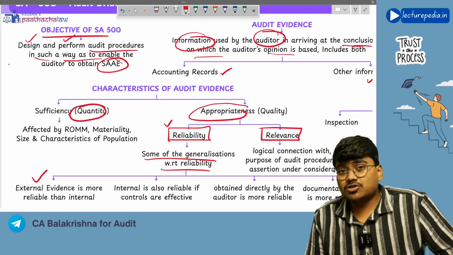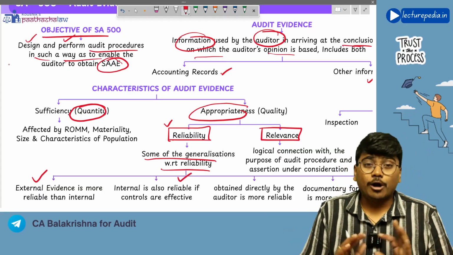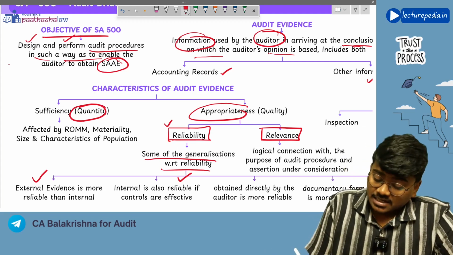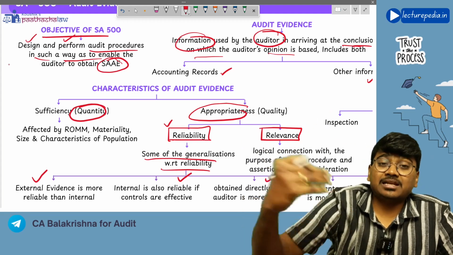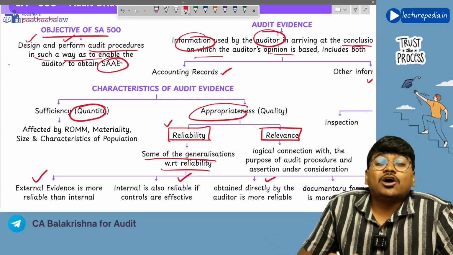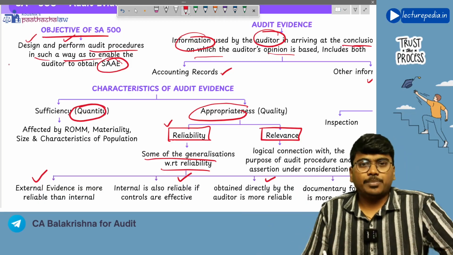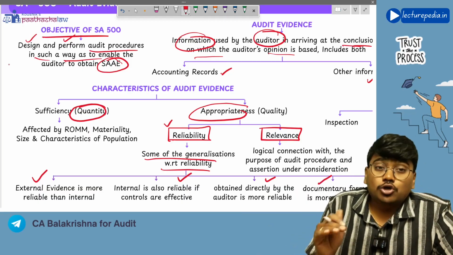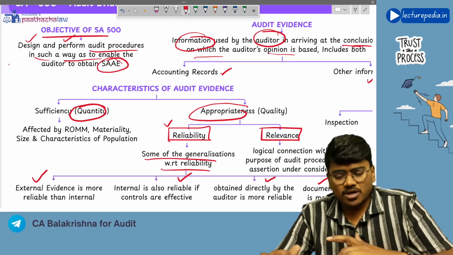Internal evidence is also more reliable when the relevant internal controls are operating effectively. Next, if the auditor obtains the evidence directly, it is more reliable than evidence obtained through the management or any third party. Next, documentary form is more reliable than oral and visual. This point we have already seen.